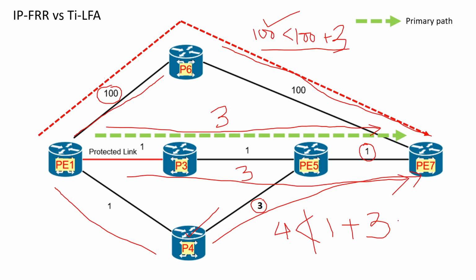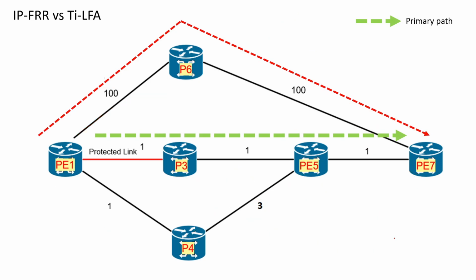This becomes kind of an ECMP scenario, but this value should always be less than this value. Thus the reason P4 is not the best alternate path for IP-FRR in this diagram. So that is one of the challenges with IP-FRR, that most of the time you get suboptimal paths for the backup path.